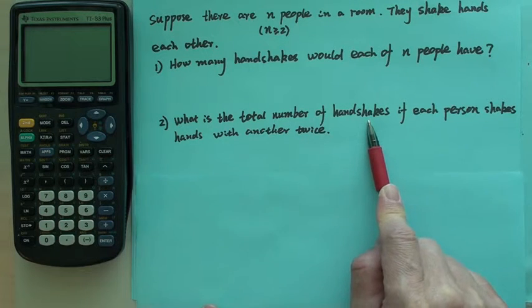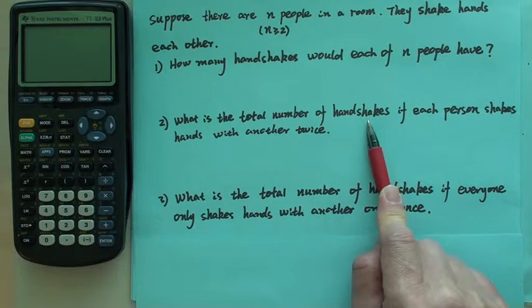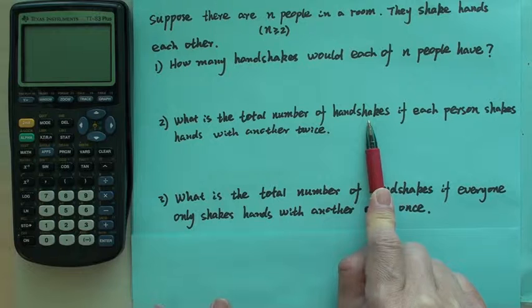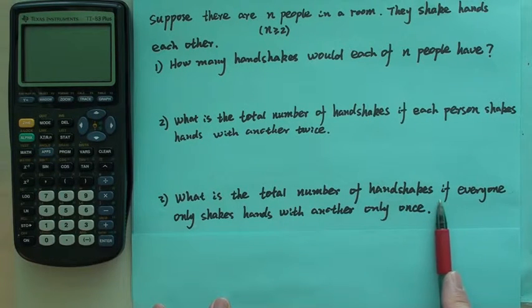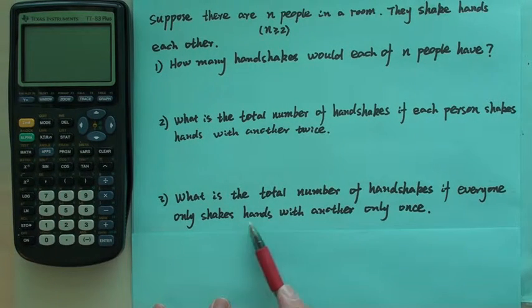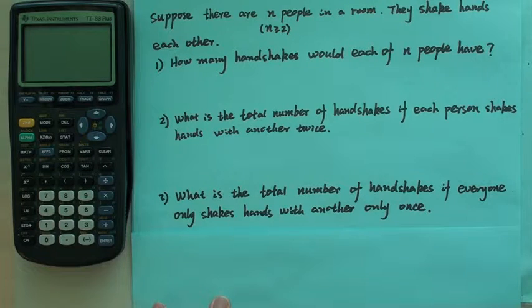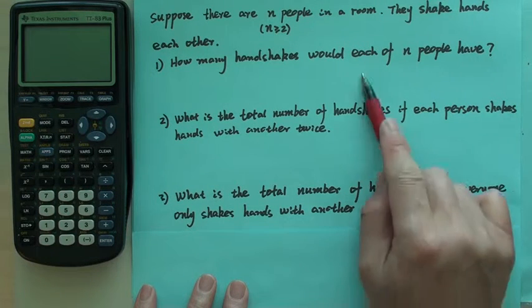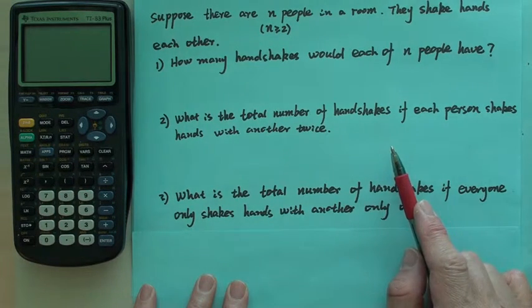The second thing is, what is the total number of handshakes if everyone only shakes hands with another only once? So it means they probably shake hands at the beginning, and then they do not do it at the end of the meeting.